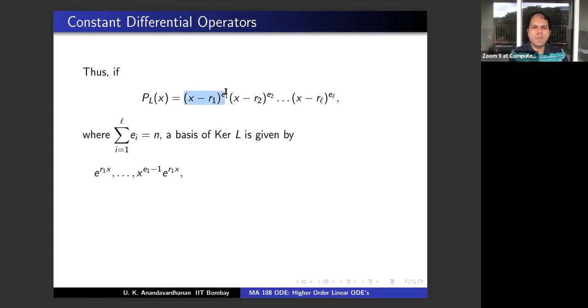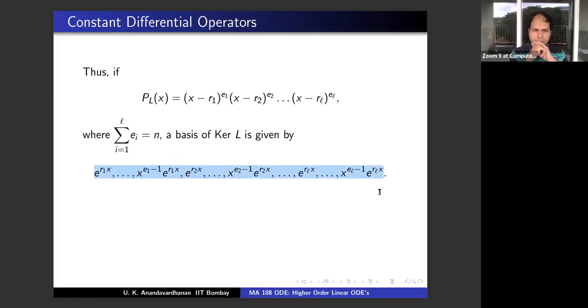the kernel of (D minus R1) power E1, which is given by these many functions. This is what we just proved. And the kernel of (D minus R2) power E2 is given by how many functions? The basis e power R2x, x e power R2x, up to x power E2 minus 1 e power R2x, and similarly for EL. So we have proved this. How many functions are written down here in the display? How many are there?